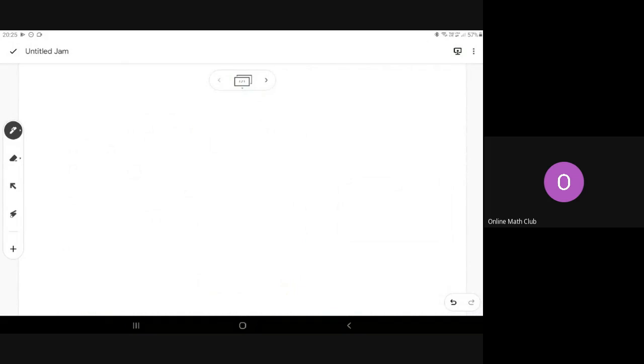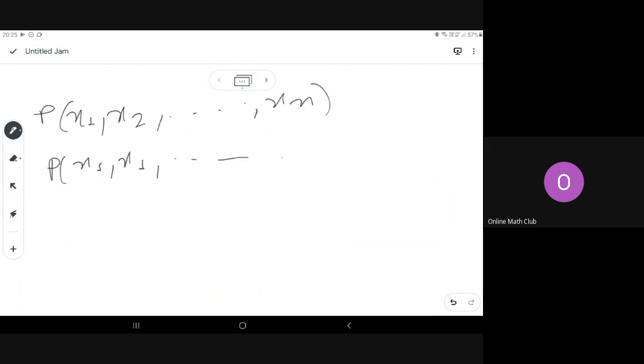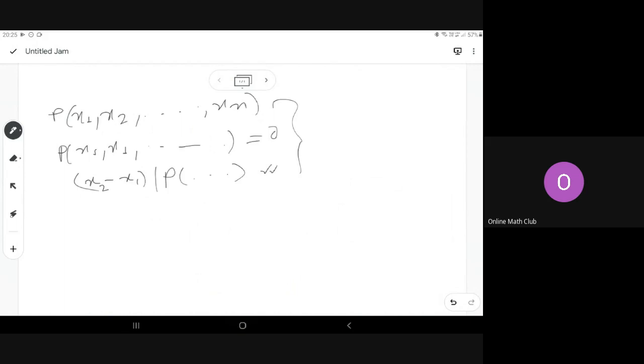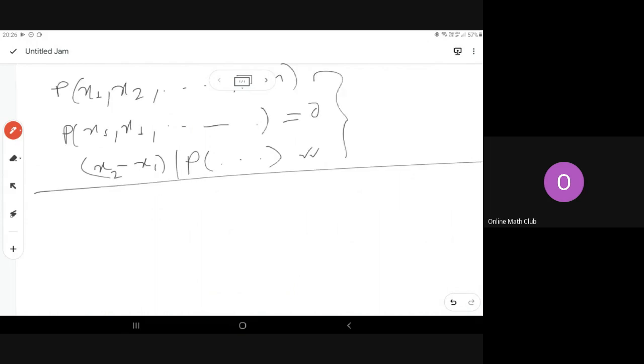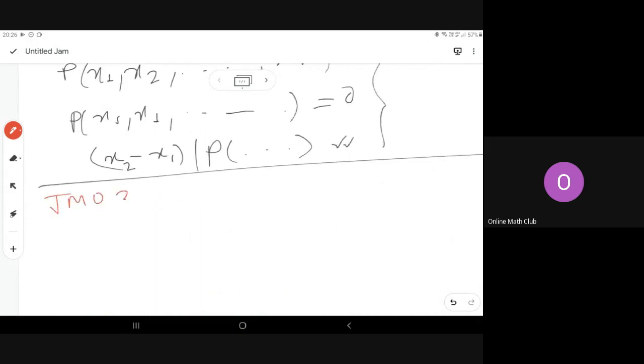Okay, so I just want to cover one concept and one problem. In a polynomial p of n variables, say p of x1, x2 up till xn, if it so happens that p of x1 comma x1 comma dot dot dot is 0 for all values of x1, or infinitely many values of x1, then x2 minus x1 divides p. So this is basically the factor theorem, but with more variables. We will use this concept to solve one problem. This is basically the last problem we plan to do today. So this is JMO 2026.